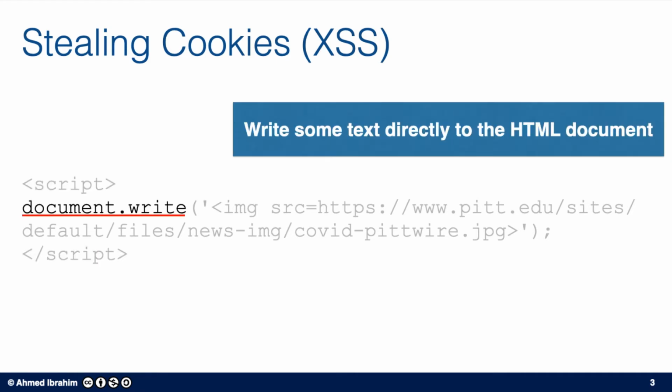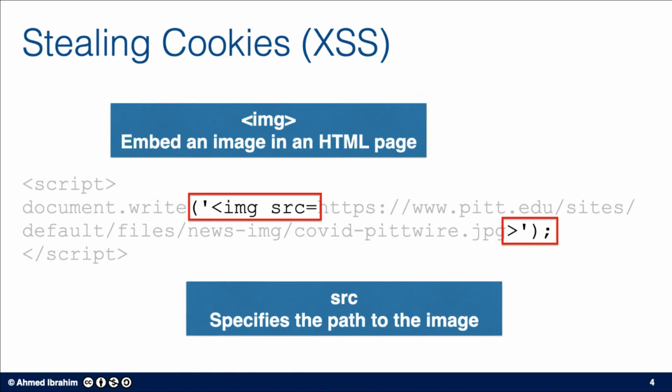The document write function over here writes some text directly to the HTML document. So if we come in here and say hello world, it would actually display hello world directly on the site. The image tag over here tells the page that I want to display an image. And the source attribute tells the page what is the path to this image.